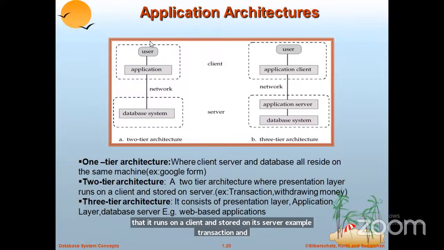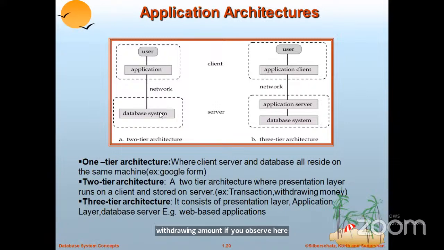If you observe here, two are there: user, application, database system. So the database system is used to store the data, right? Here in between, the application which is there is called the presentation layer. So this is also called a client. Two tier architecture is like a client and server. If I'm giving any request, like I want to open the JNTU Kakinada website, okay, URL I have given.